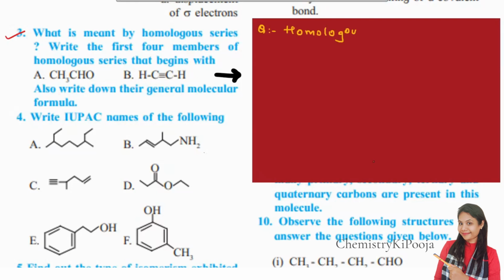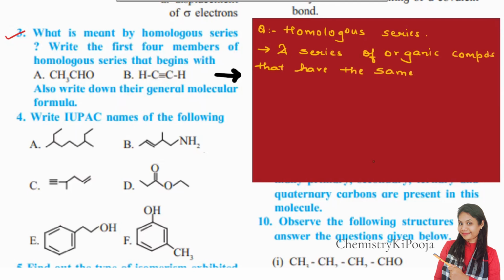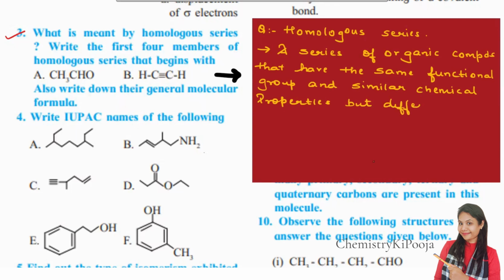Basically, homologous series is the series of organic compounds that have the same functional group and similar chemical properties, but differ by a CH2 group, a CH2 unit, in their molecular structure.